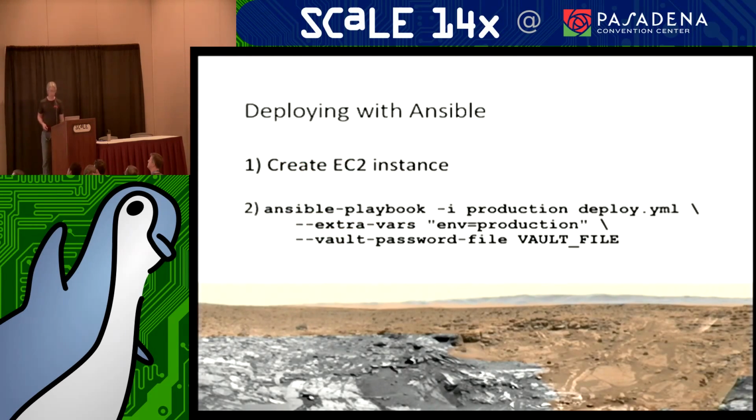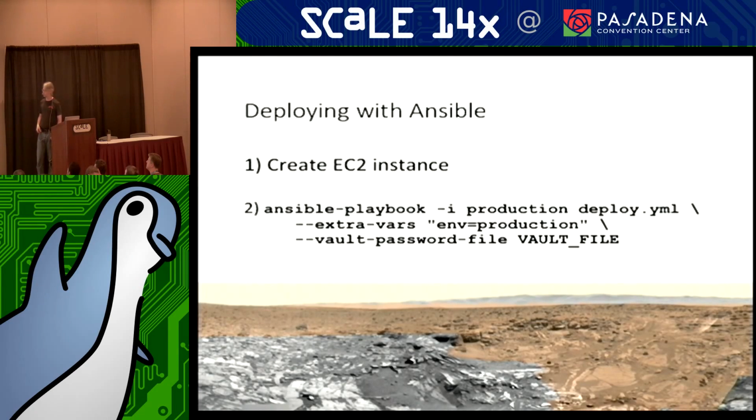So when it comes time to actually deploy a new one of these instances, it's as simple as creating a new EC2 instance, which we can do either through the AWS console or through an Ansible playbook. And then pointing Ansible at that instance with the -i flag and then the script to run and the environment. And then this final argument is the vault password file.